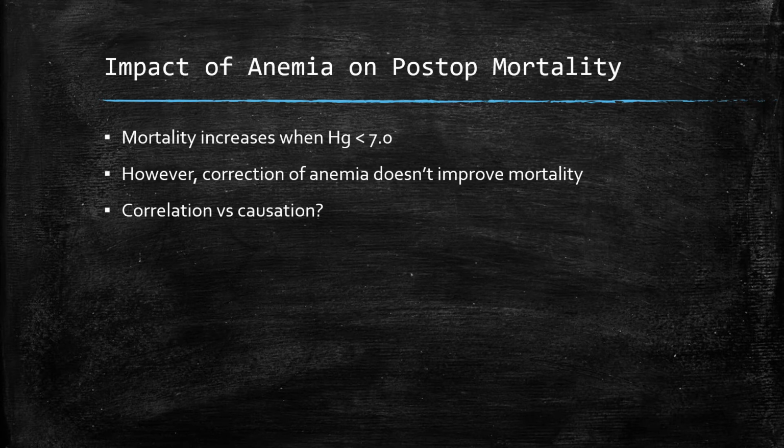As surgeons, one thing we need to be aware of is that postoperative mortality increases when the hemoglobin drops below 7. We also need to understand that it's never been demonstrated that correcting this anemia improves this lowered mortality rate. And so it begs the question as to whether the anemia is the cause of the increased mortality or whether it's simply a marker for some hidden variable that we haven't recognized.